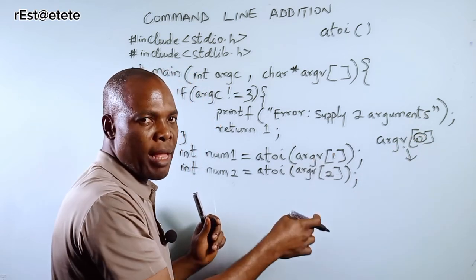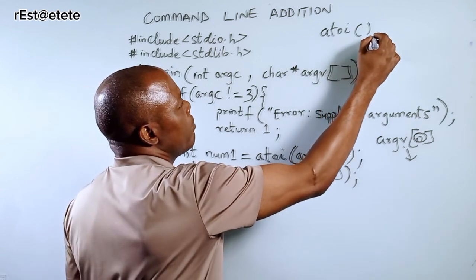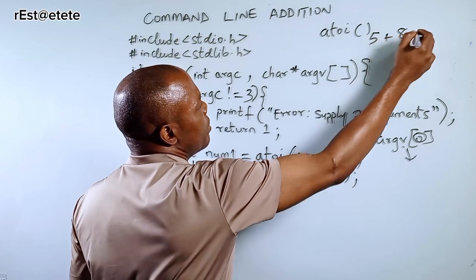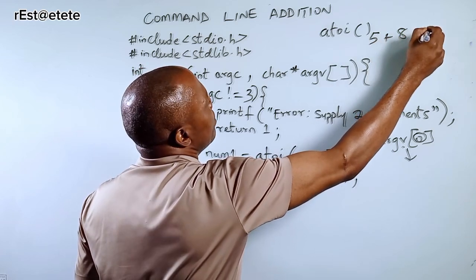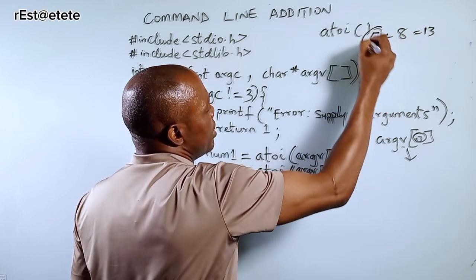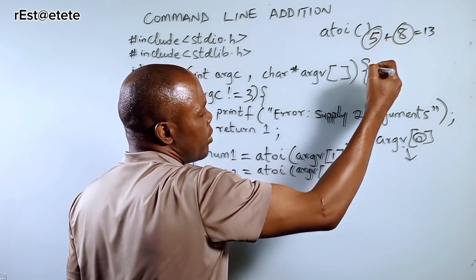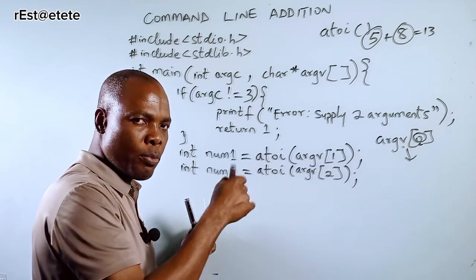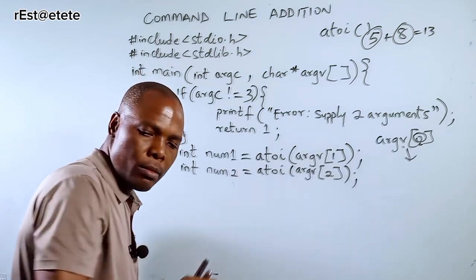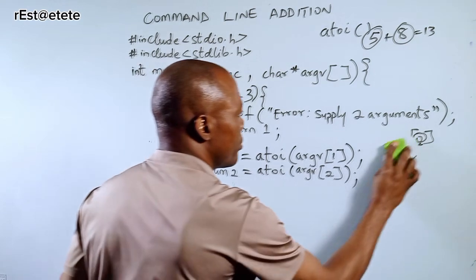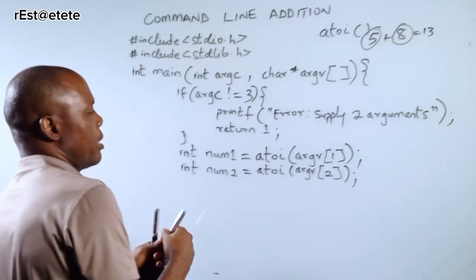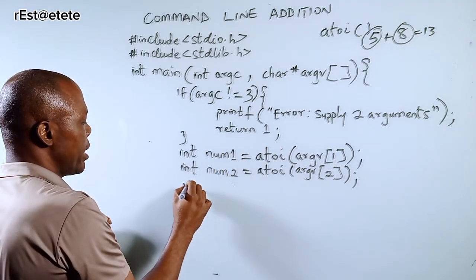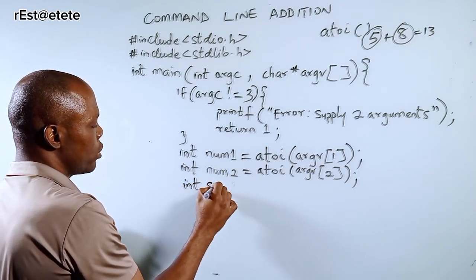So the next arguments I'm going to supply, let's say I will supply 5 plus 8. 5 plus 8, this will give me 13. Okay, so this is the first argument, this is the second argument. But this argv0 will be what? The name of the program when I save it. Okay, so now that I've converted it to numbers, I will say int. I will declare another variable, sum.